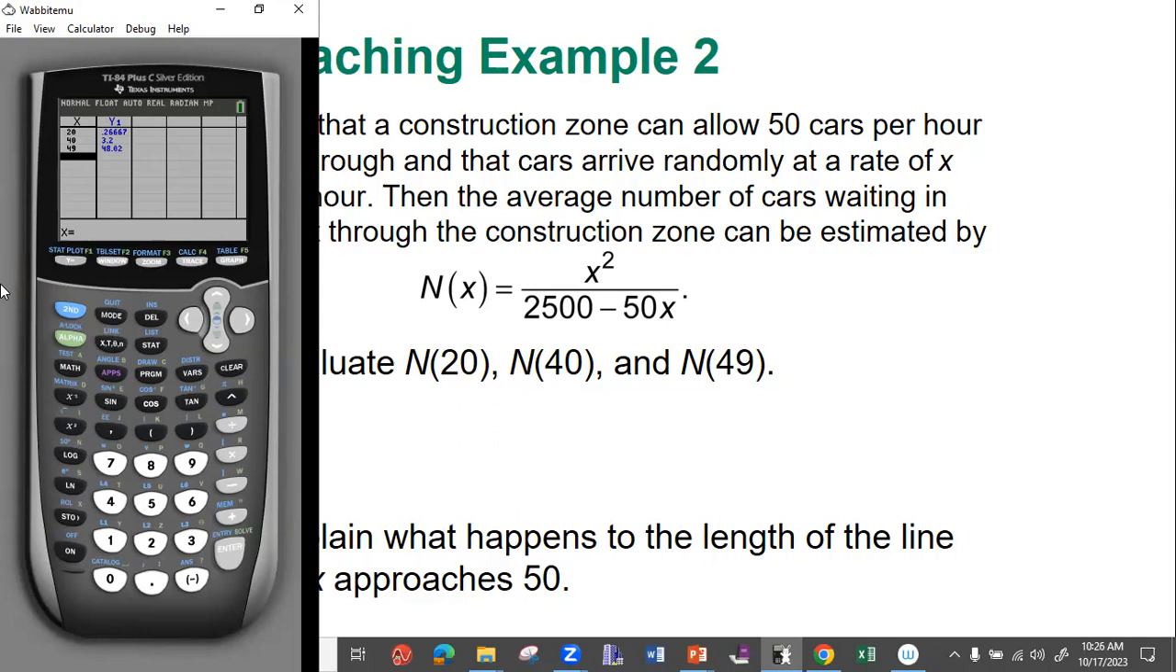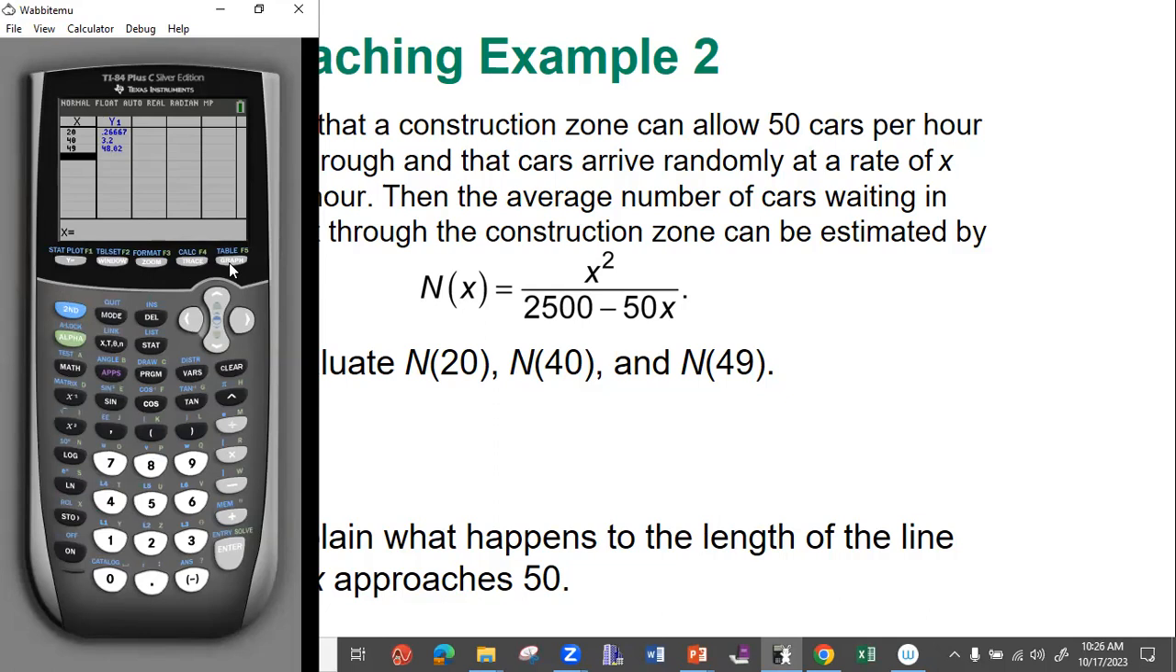Any questions about inputting and turning on the ask? Yes. So to turn on the ask, it's second window, and you go to your independent variable from auto to ask. And then now when you go to your table, it allows you to put in the values that you need.